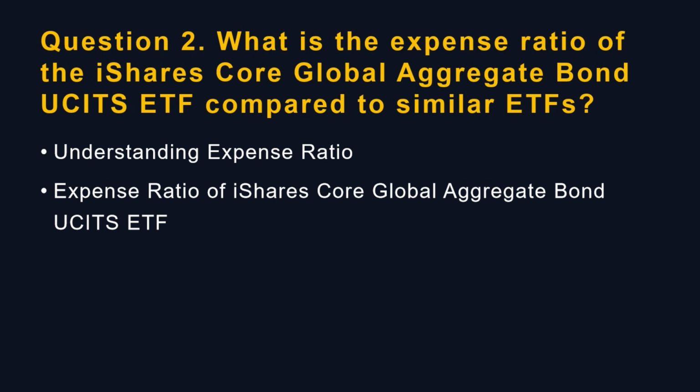Expense ratio of iShares Core Global Aggregate Bond UCITS ETF. The iShares Core Global Aggregate Bond UCITS ETF typically has a very low expense ratio, around 0.1%. This is considered quite attractive for a passively managed ETF offering broad global bond exposure.